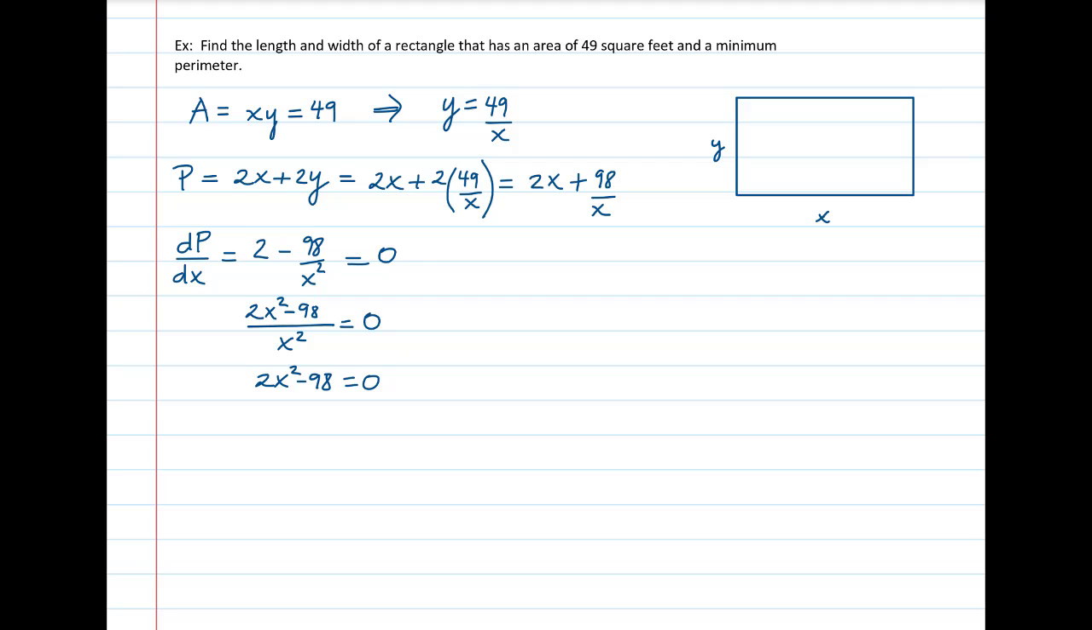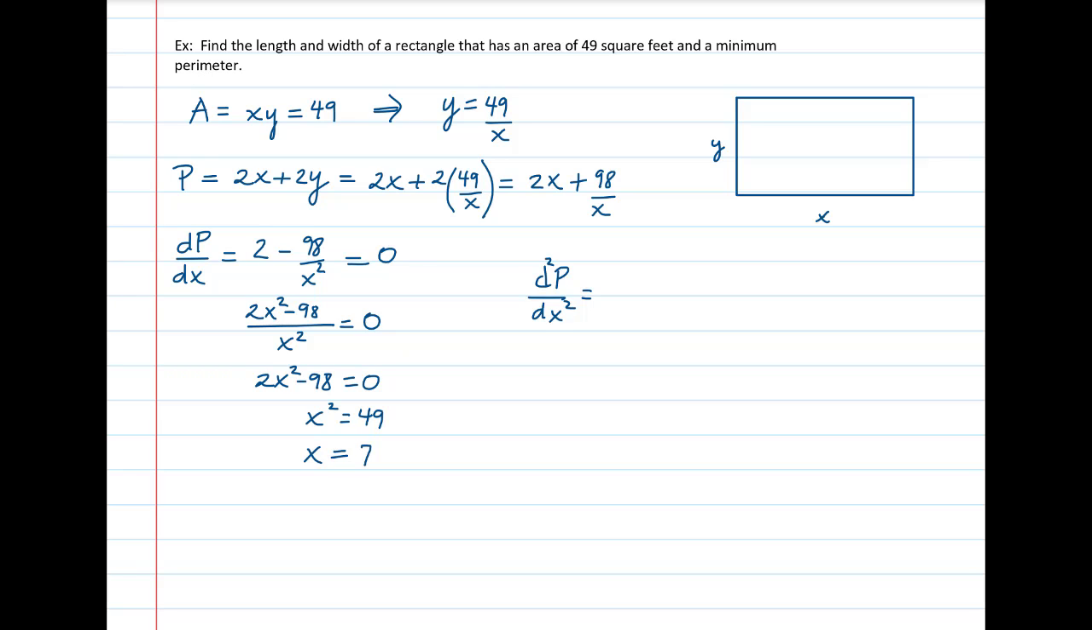2x squared minus 98 equals 0. We get x squared is equal to 49. Then x is equal to plus or minus 7. But since we're talking about length and width, which are positive amounts, we only care about the 7. Now, we can use our first derivative test or our second derivative test to show that there is a minimum here. You can use any of the tests to show that. I'll use the second derivative test to show that we have a minimum at x equal to 7.